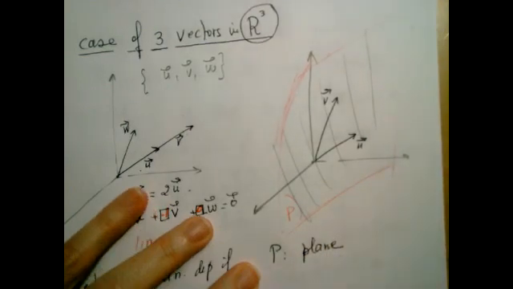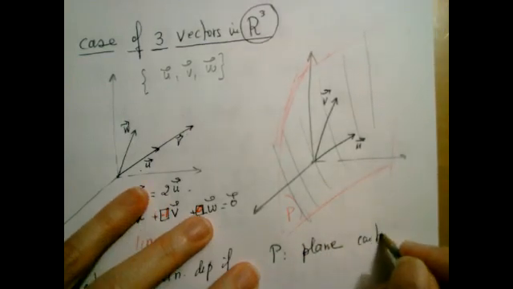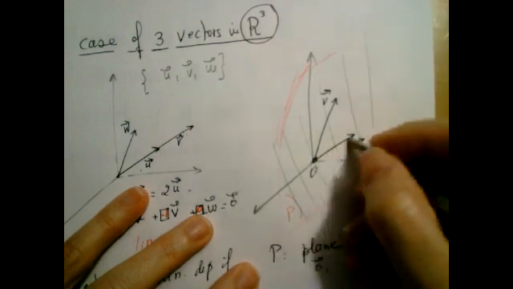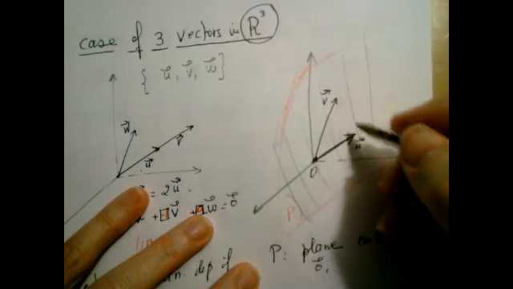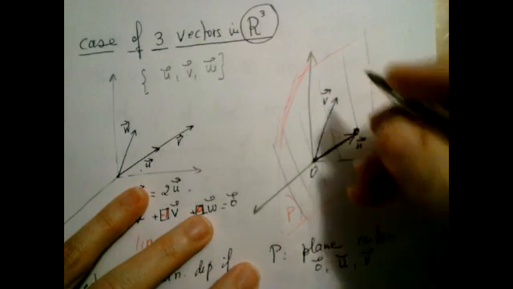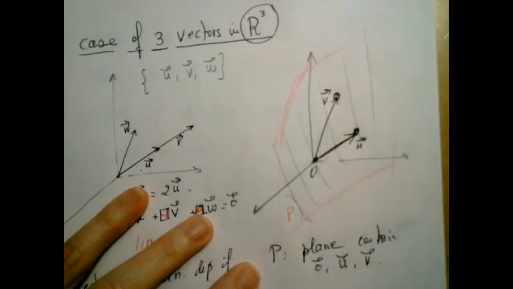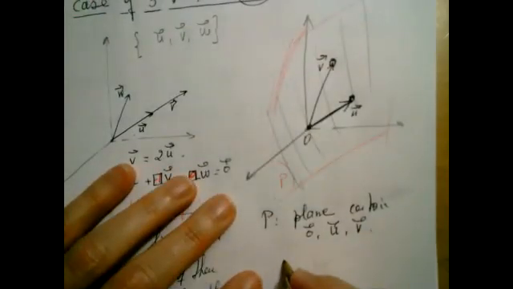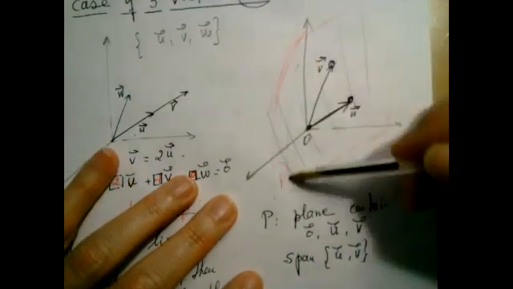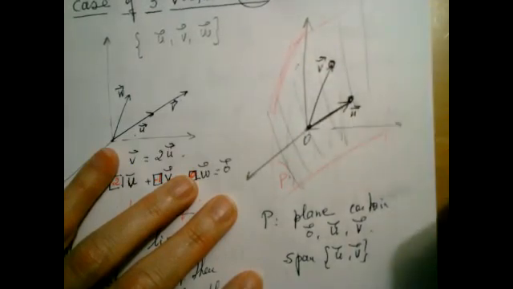Is the plane that contains 0, contains the vector U, or the tip of U, and contains V. So this is my plane. In other words, if you remember, P is basically the span of U and V. It means every possible linear combination.